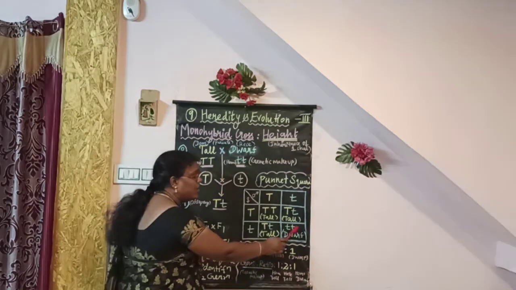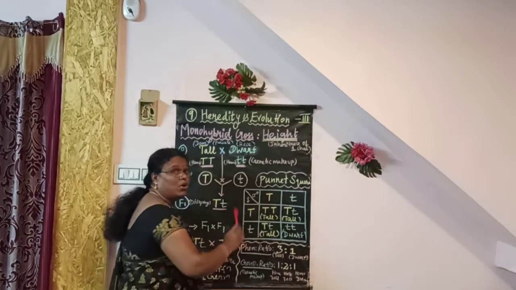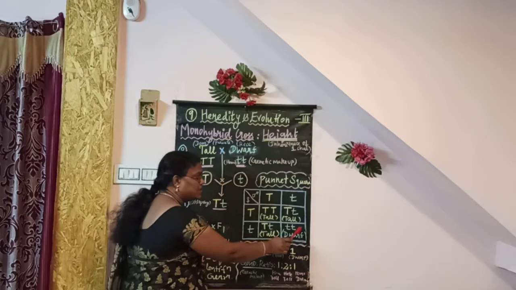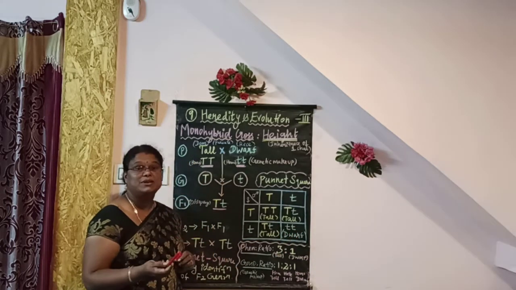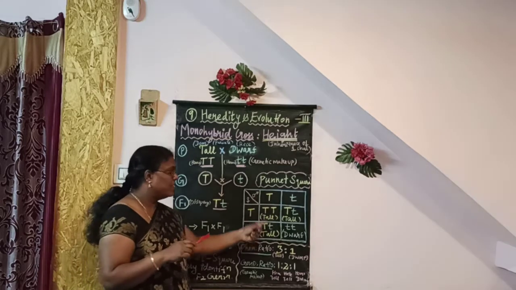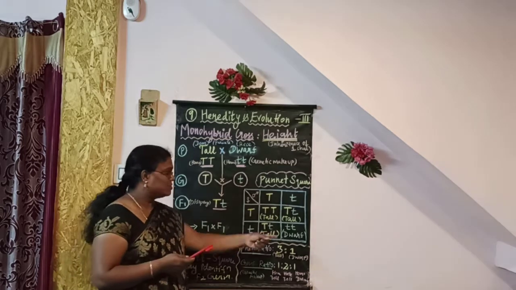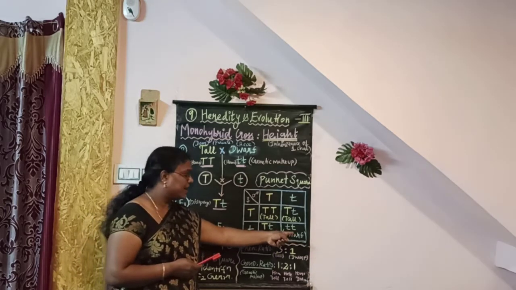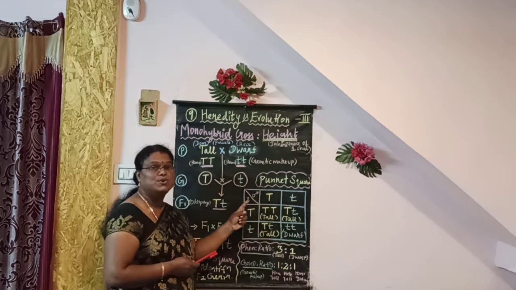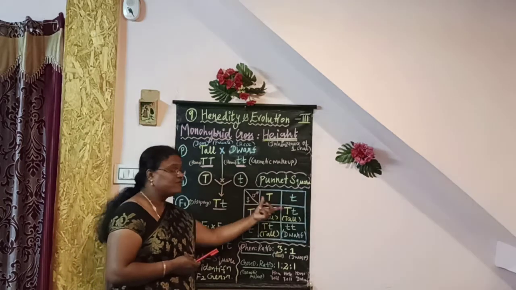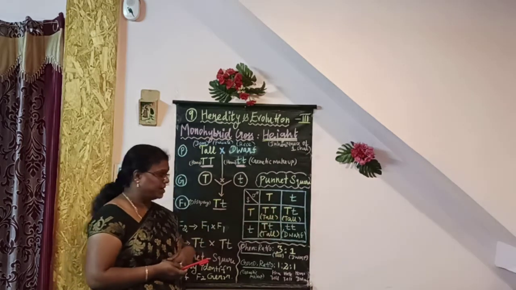Why is it dwarf? No capital T, the more dominant gene, is present. So the recessive trait will express in the absence of the dominant gene, as we study. So here the character will be dwarf. So this is the Punnett square. The Punnett square is used to identify the offspring in F2 generation.